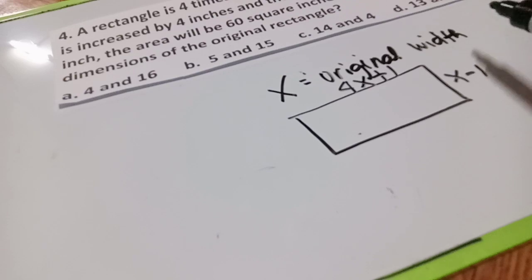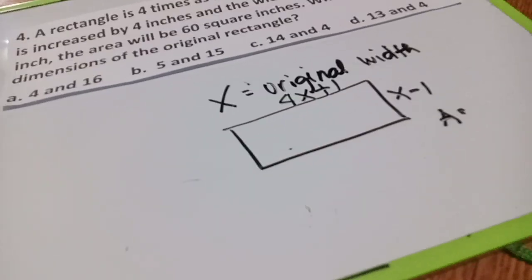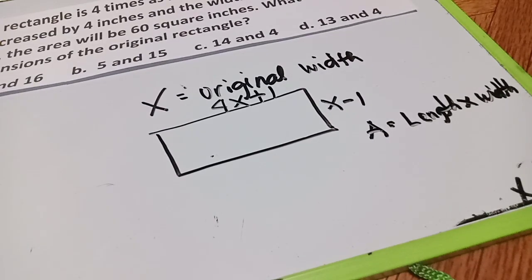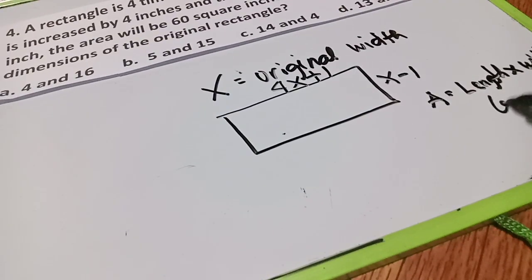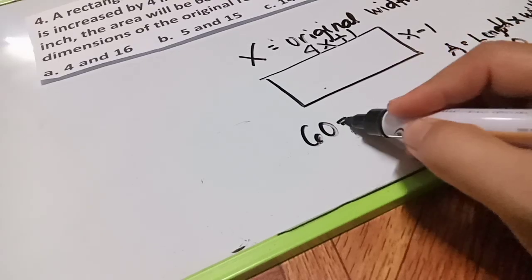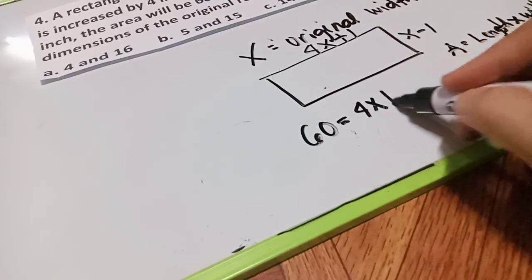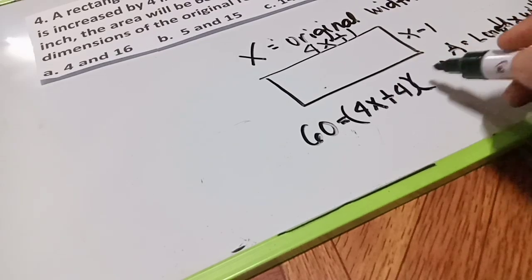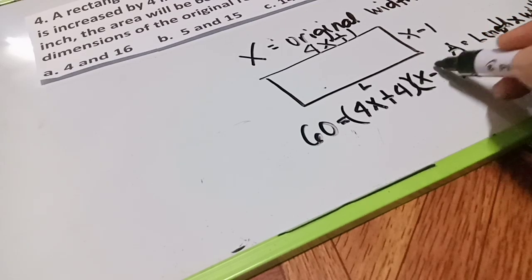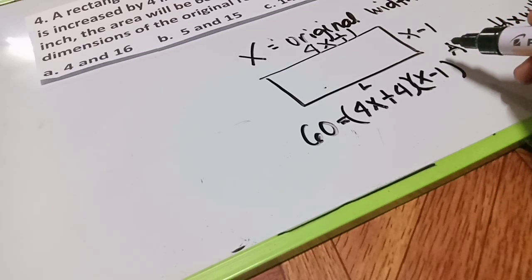So we know that the area of a rectangle is length times the width. So this is the area. And we know that the area is 60, right? So let's try to represent how we get the value. So 60 is equal to 4x plus 4, assuming this is the length, multiplied by x minus 1. How do we solve for this one?